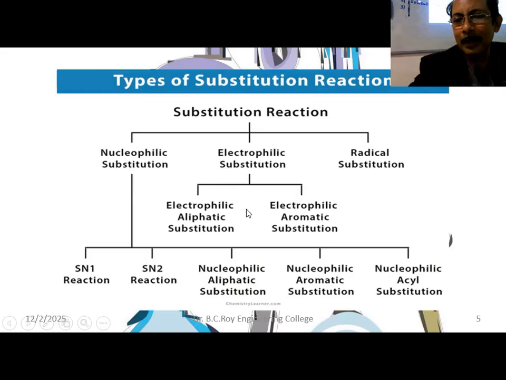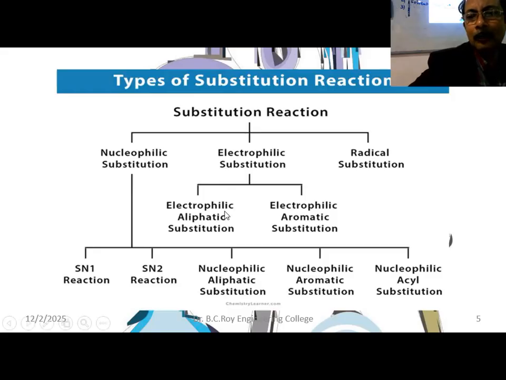Next, coming to electrophilic aliphatic substitution. One electrophile will enter and another electrophile will go out. That happens for aliphatic compounds also, but we need some catalyst in that. One electrophile will enter and another electrophile will go out. That type of reaction.